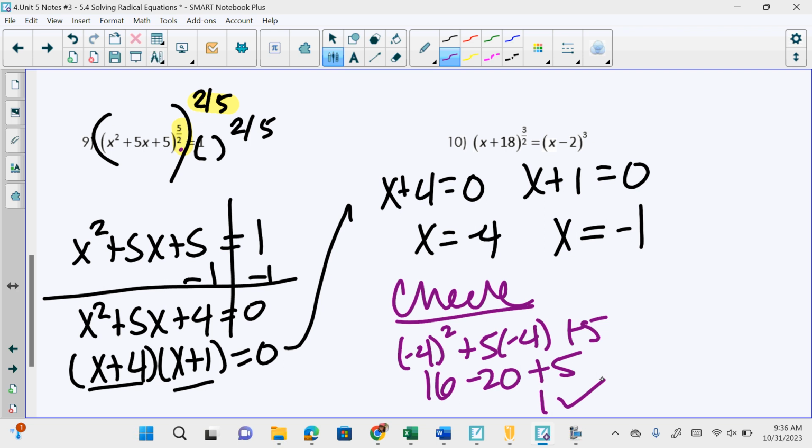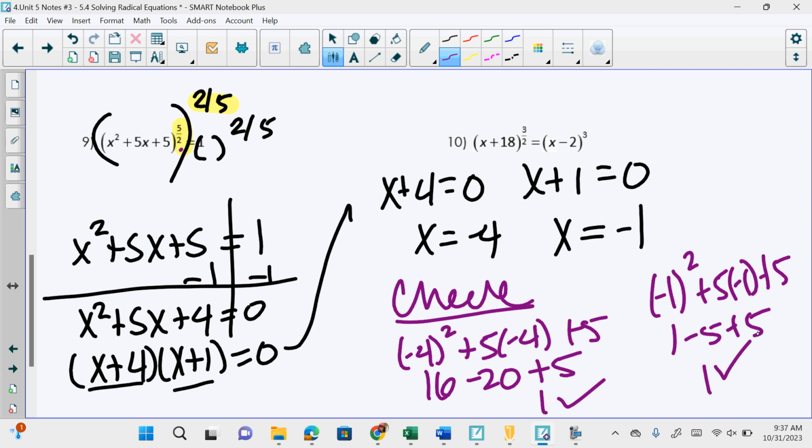And then when I check -1, I get -1 squared plus 5 times -1 plus 5, which is 1 minus 5 plus 5, which is 1. So both of these are, in fact, solutions.